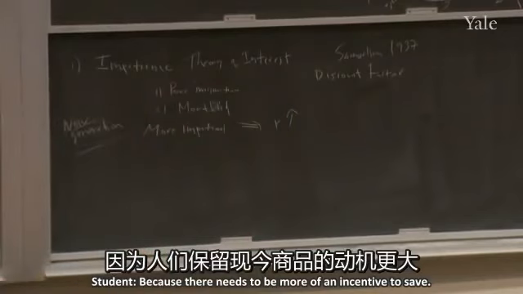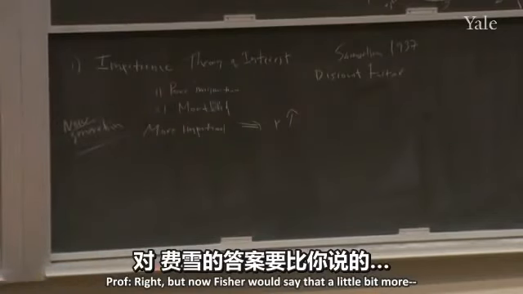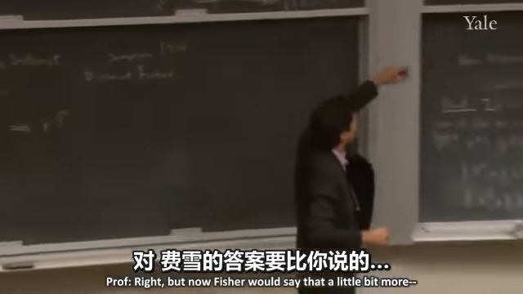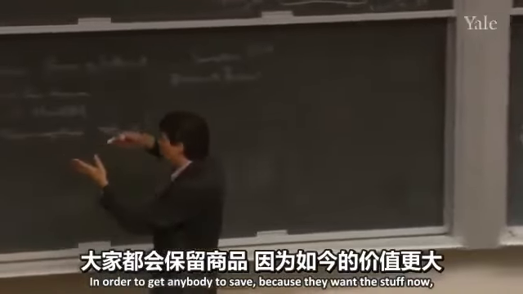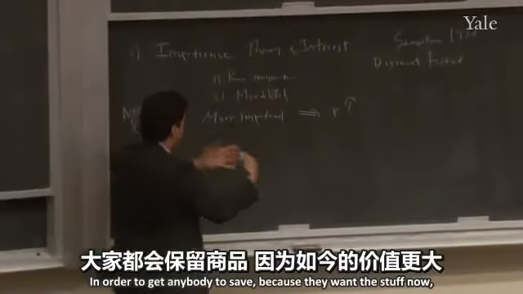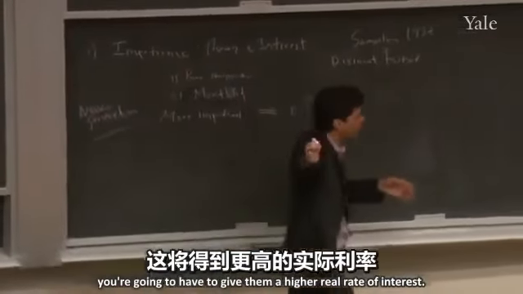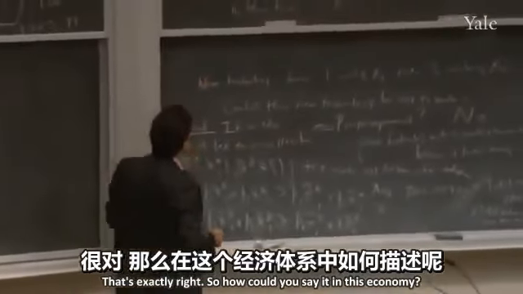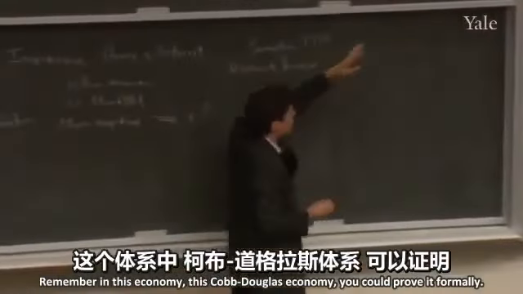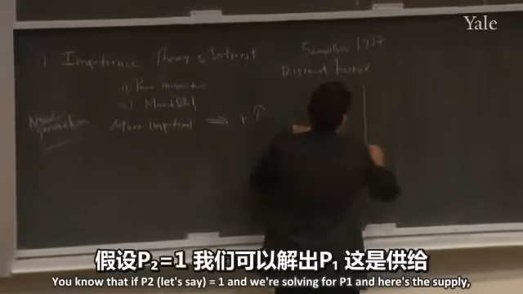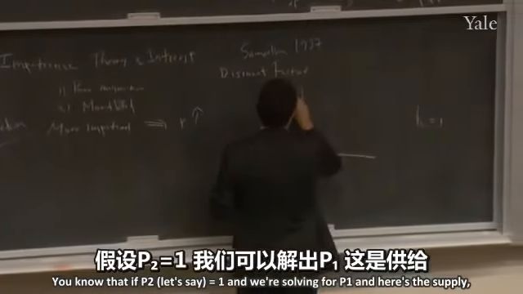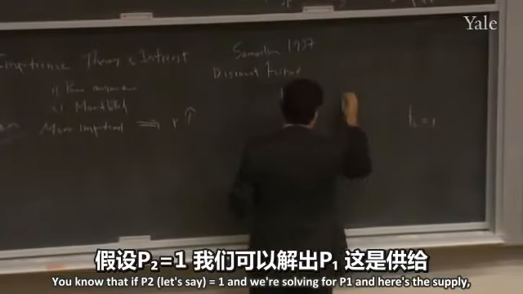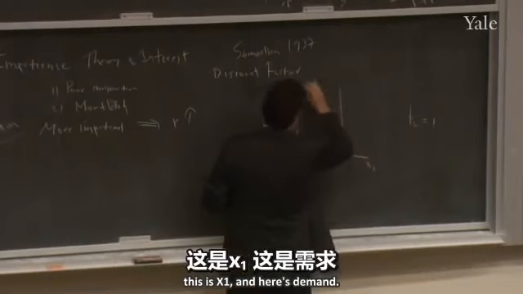There needs to be more of an incentive to save for tomorrow. Fisher would say it a little more formally, but that's exactly right. In order to get anybody to save, because they want the stuff now, you're going to have to give them a higher real rate of interest. That's exactly right. So how could you say it in this economy? Remember, in this Cobb-Douglas economy, you could prove it formally. You know that if P2, let's say, equals 1, and we're solving for P1, and here's the supply, this is X1, and here's demand.